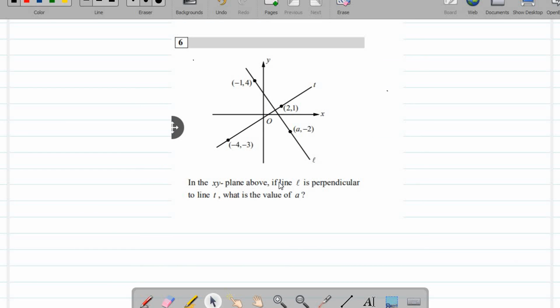Here, number 6 says, in the xy plane above, if line L is perpendicular to line T, what is the value of a? Now remember, for perpendicularity, let's just do it together. One last one. It says that if the line L is perpendicular to this one, whatever you get as a slope here will be the negative inverse of the other. Okay, so let's get the slope here. This is 4 minus 2, so that's 4 plus 2, that's 6 over minus 1 minus a.